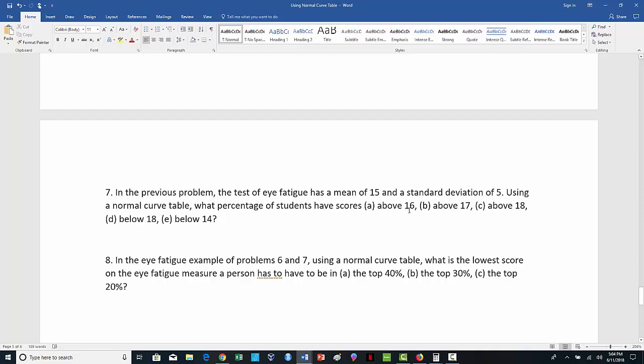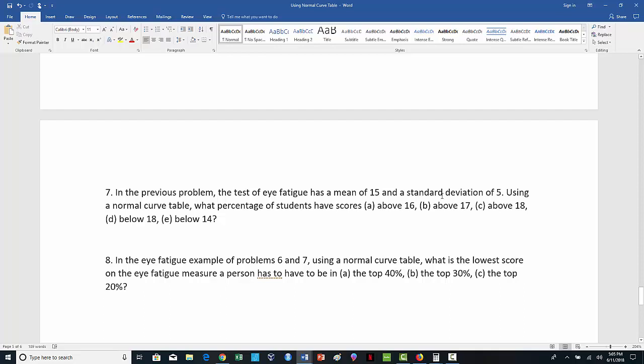So the first thing you have to do is convert this raw score the question is asking about into a z-score, because until you do that, you're not going to be able to use the z-score table, that normal curve table we've been using. And you'd use the normal z-score equation to do that.